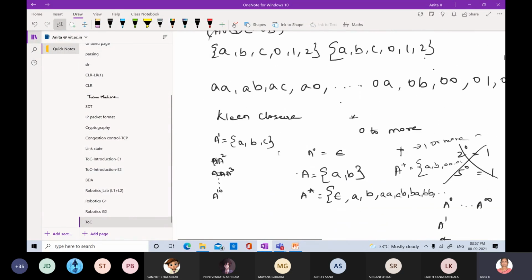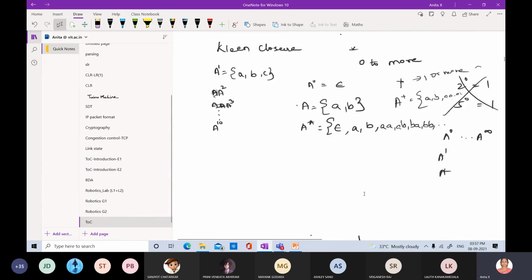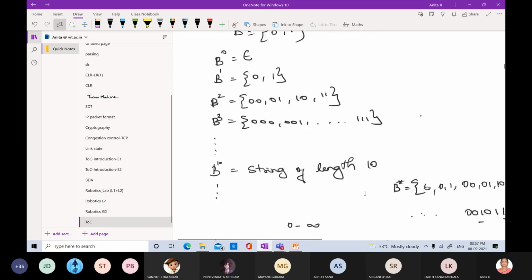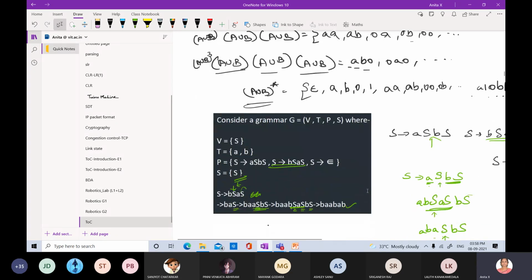Kleene closure, yes. The main difference between Kleene closure and positive closure is that in Kleene closure, epsilon is possible, whereas in positive closure, epsilon is not possible. Then what we discussed.